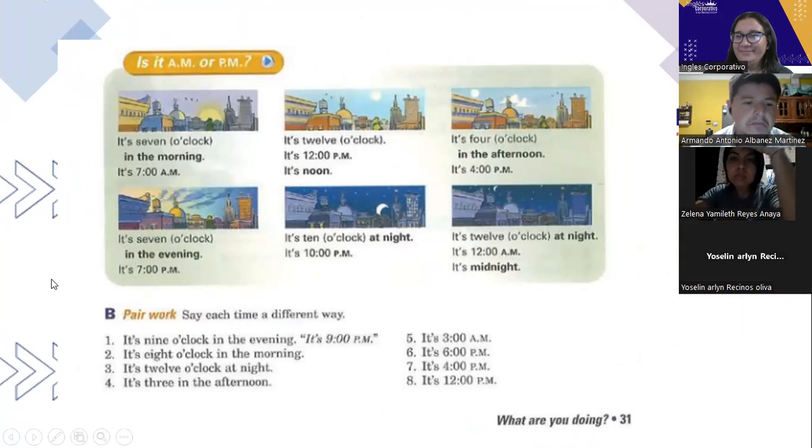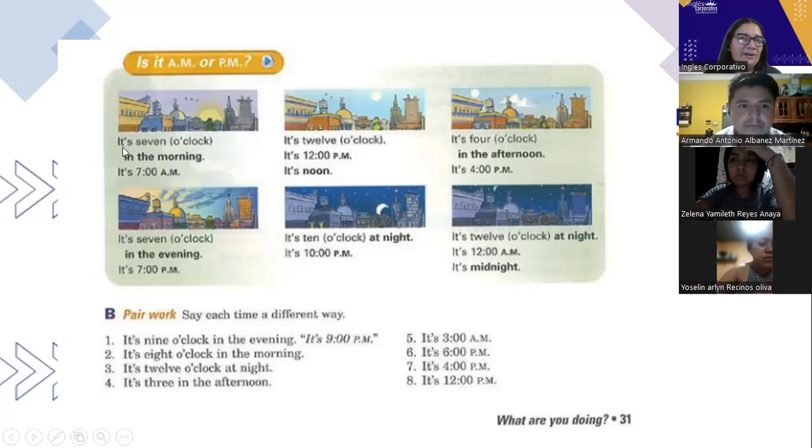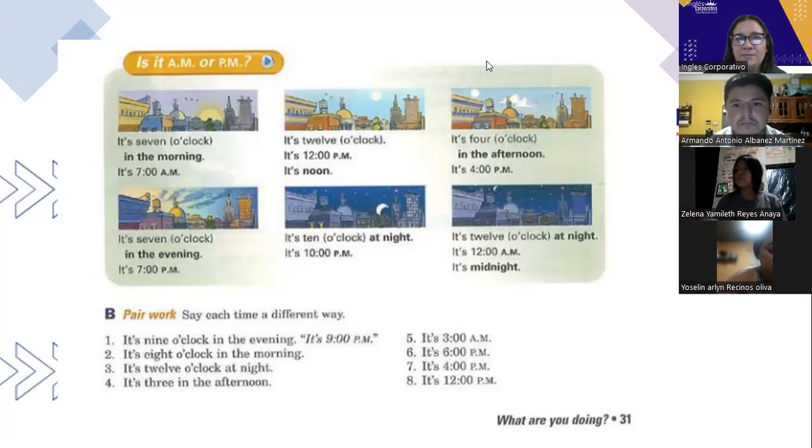So, it's the same as in Spanish. So, en esto no me pueden confundir. It's exactly the same. Solo que no decimos a.m. o p.m. It's 7 o'clock or it's 7 in the morning. Yes, the morning. It's 7 a.m., right? Es exactamente como en español. Si es de mañana, es AM. Si es de tarde, es PM.